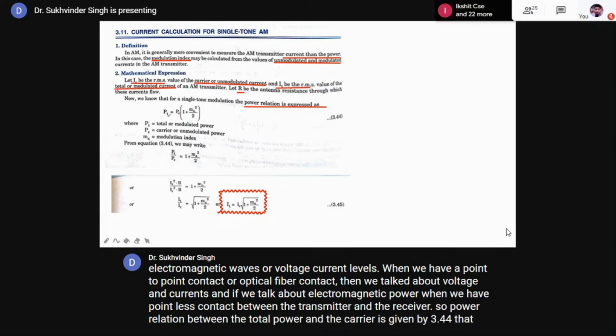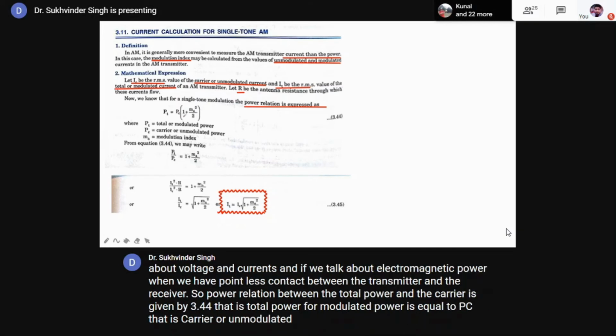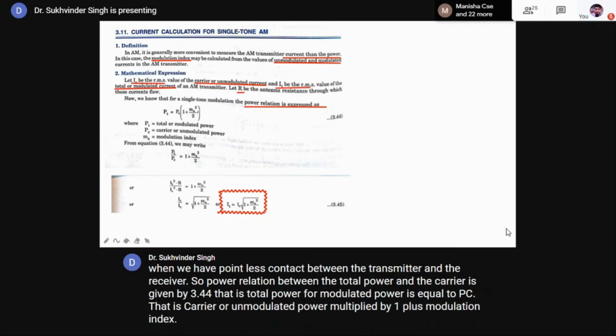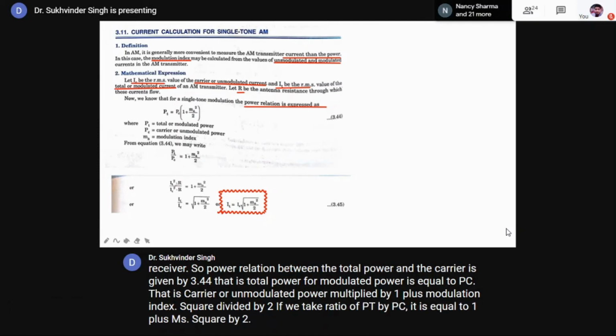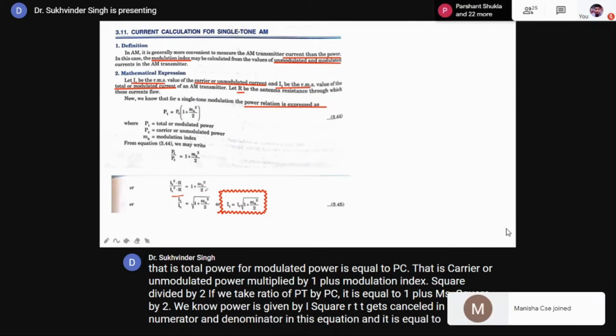That is, total power or modulated power is equal to PC, that is carrier or unmodulated power, multiplied by 1 plus modulation index square divided by 2. If we take the ratio of PT by PC, it is equal to 1 plus MA square by 2. We know power is given by I square RT. T gets cancelled in numerator and denominator in this equation, and it is equal to 1 plus MA square by 2.